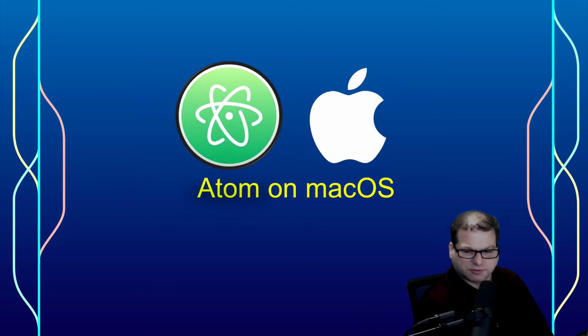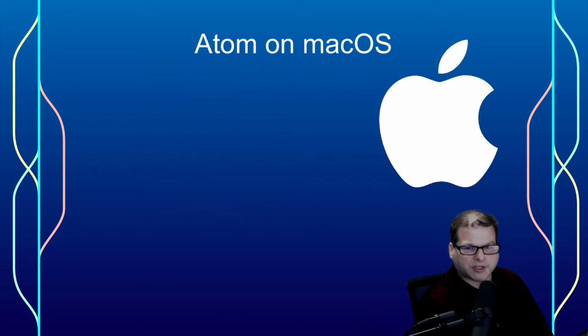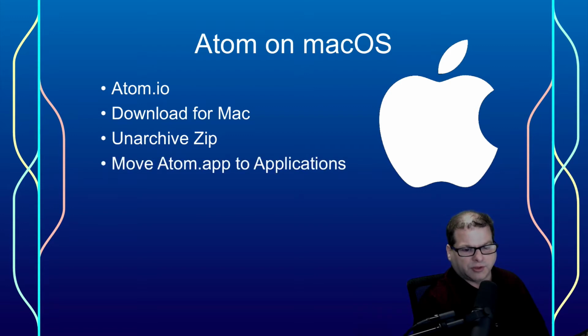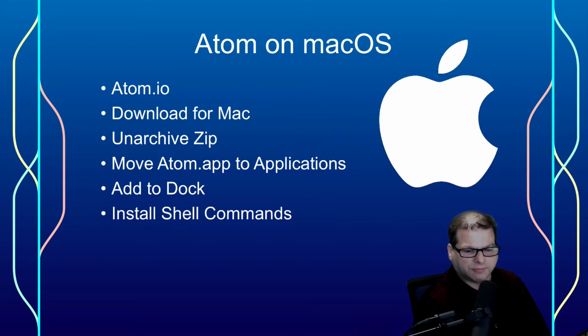Alright, macOS. On macOS, we'll do the same thing. We'll go to the atom.io website. It should detect that you're running macOS and provide you the appropriate download button. The download for Mac will give you a zip archive. Simply unarchive the zip file after the download. Then move the Atom app into the Applications folder. Once Atom is running, I like to go ahead and add Atom to the dock so it's always available. Also, make sure to add the shell commands so that you can invoke the Atom command anywhere in the terminal.